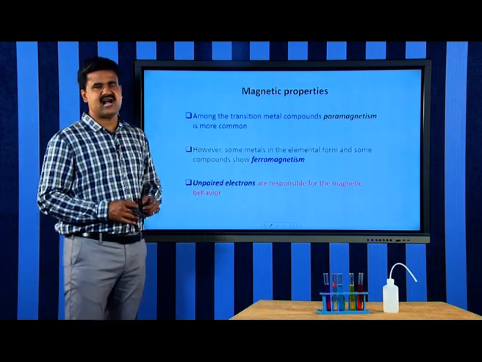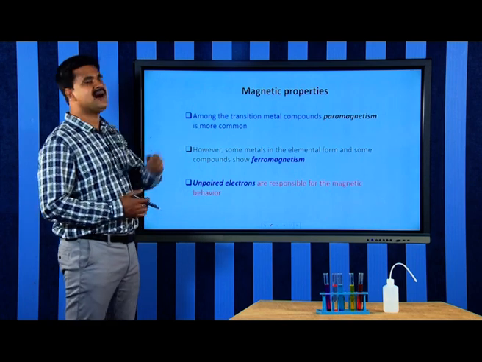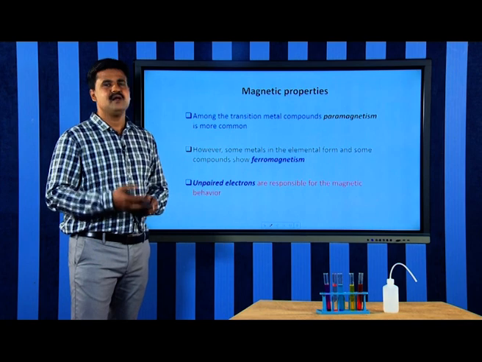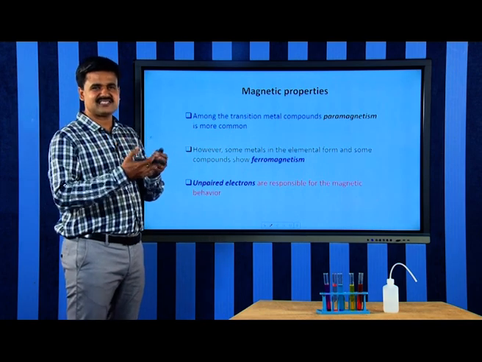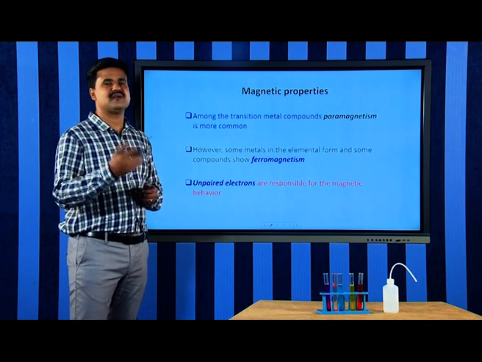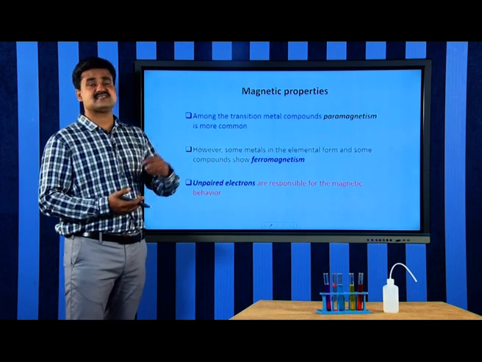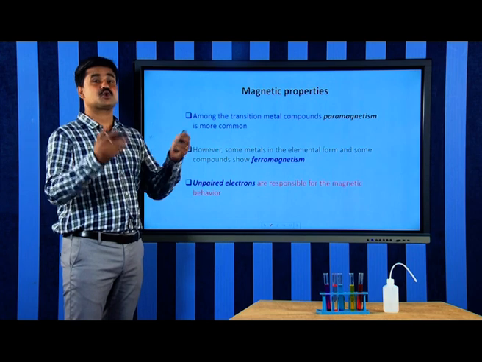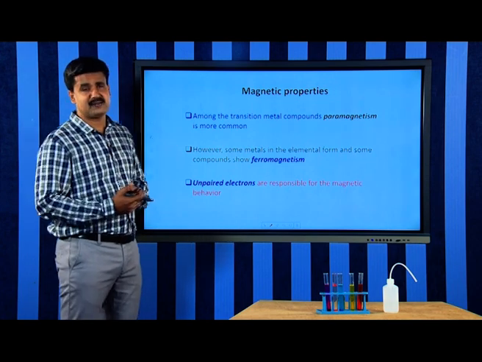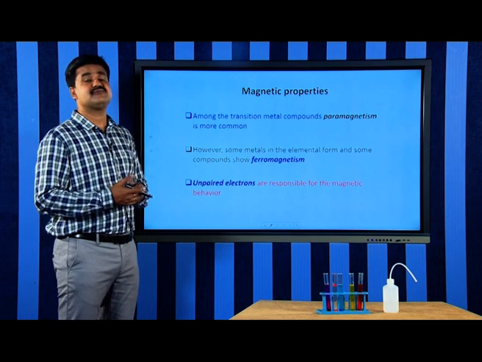Now, regarding another feature, that is magnetic properties. Okay, we are familiar with paramagnetism. Paramagnetic substances are weakly attracted by the magnetic field. At the same time, diamagnetic substances are repelled by the magnetic field. Some substances like iron oxide, etc., are strongly attracted by the magnetic field. That is, they exhibit a strong degree of paramagnetism, simply termed ferromagnetism.